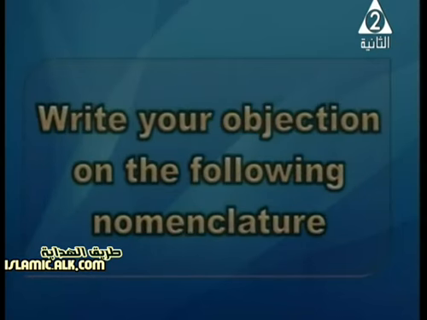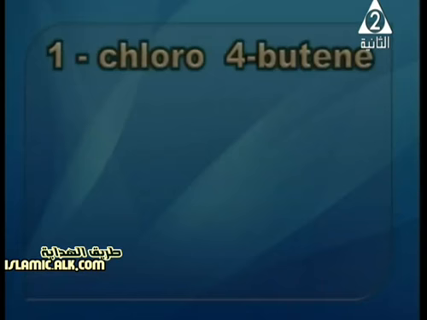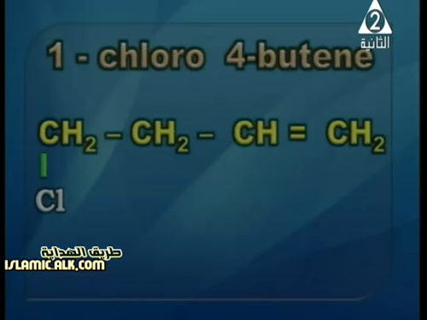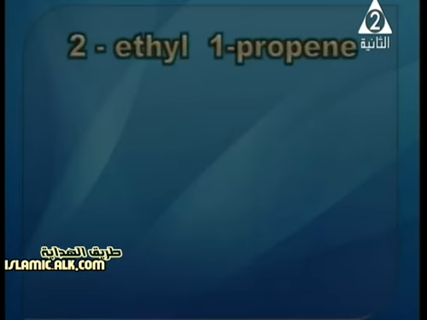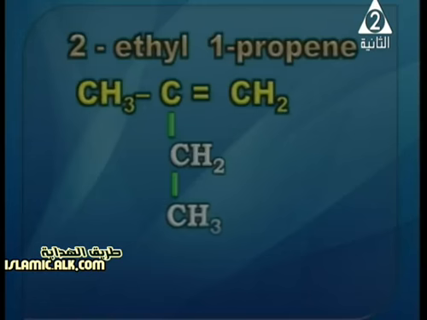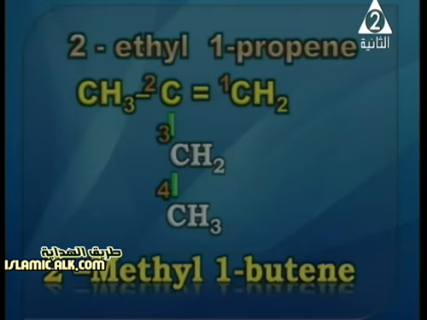Here, my dear student, next type of questions. Write your objection on the following nomenclature. 1-chloro-4-butene. First, you have to draw it, my dear student, and then you correct the name, so it will be 4-chloro-1-butene, as the numbering of the carbon chain starts from the end nearest to the double bond. Next one, 2-ethyl-1-propene. Here, my dear student, if you name it, you will find the longest chain will change, so its name will be 2-methyl-1-butene.